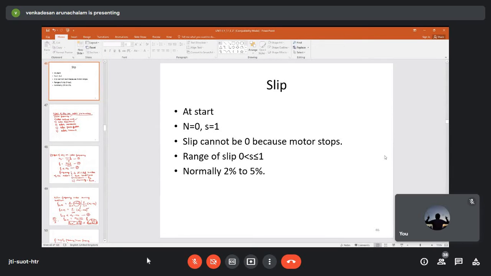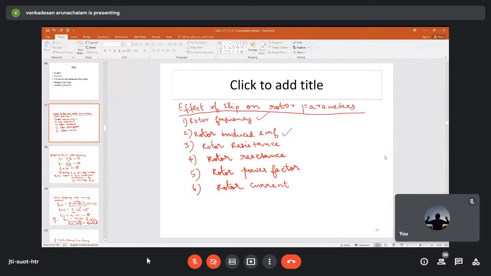Now, the difference between the rotor speed and the stator speed is nothing but what is defined as slip. That slip has some effects on the rotor parameters. So how does the difference between the rotor speed and the stator speed affect the rotor parameters? What I am calling the rotor parameters are all these.